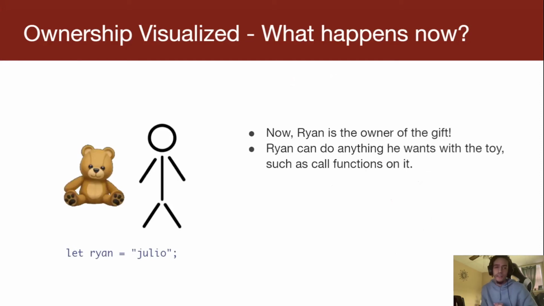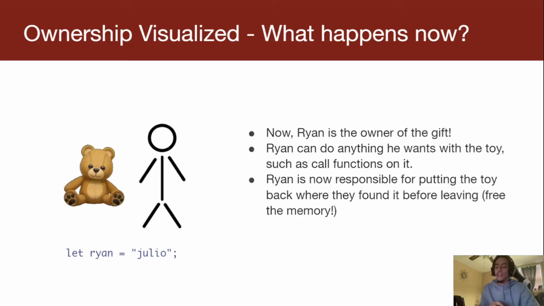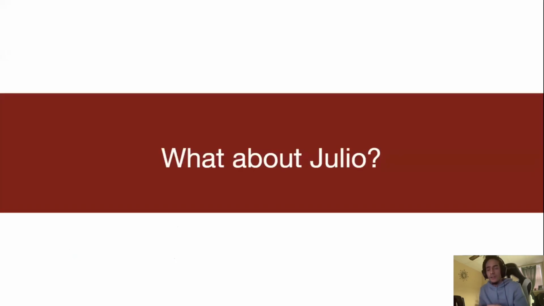And now Ryan can do everything that Julio could do before. So we're talking all the functions, press the button, make it light up, anything that you could do with the bear previously that Julio could do, now Ryan is the one that's able to do that. And importantly, Ryan is now responsible for putting that toy back in the shelf, freeing the memory, putting it back. And that is all on Ryan instead. So the interesting question I'll pose to all of you is, what happens to the Julio variable? Does anyone have any ideas as to what might happen now if Ryan owns this bear and now maybe Julio doesn't?